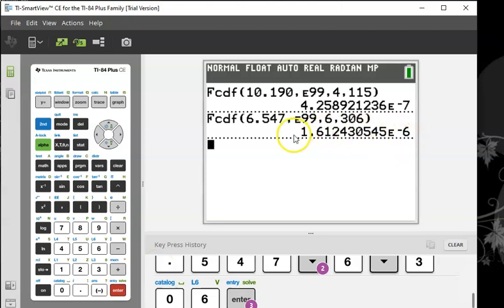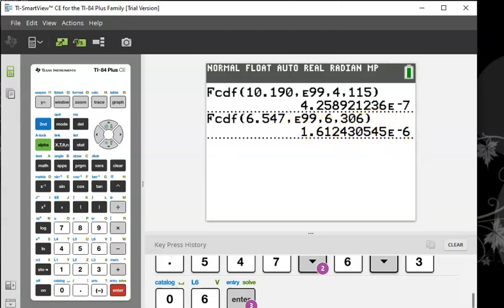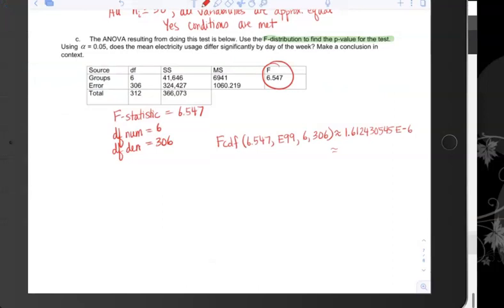And look, I'm getting a super small value again. So 1.6124305405. Remember, that means move the decimal 3 places to the left. I mean 6 places to the left. So that'd be 1, 2, 3, 4, 5, 1, 6, 1, 2, 4, 3, 0, 5, 4, 5, which if I round to 3 decimal places is just 0. So my p-value is 0.000.